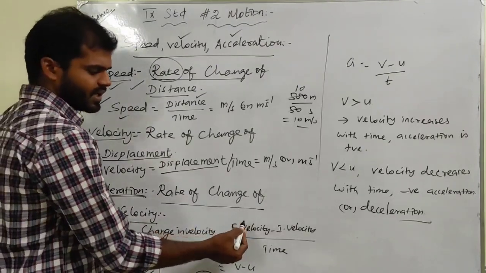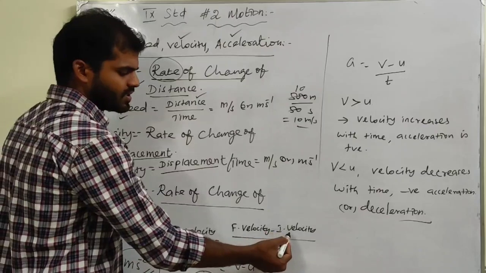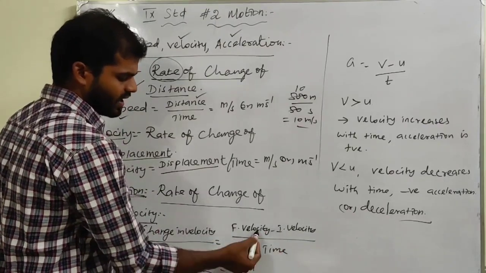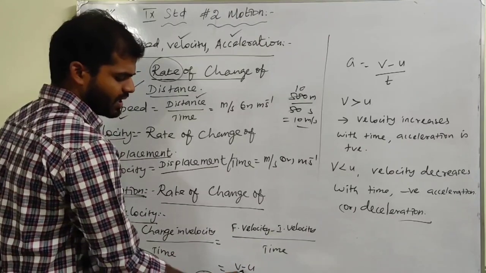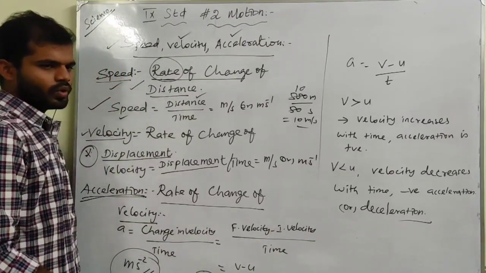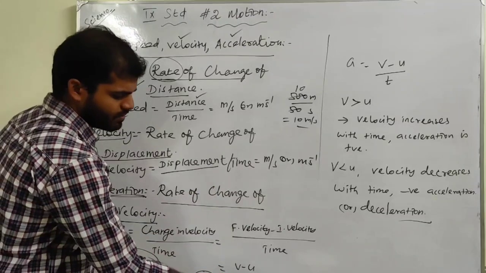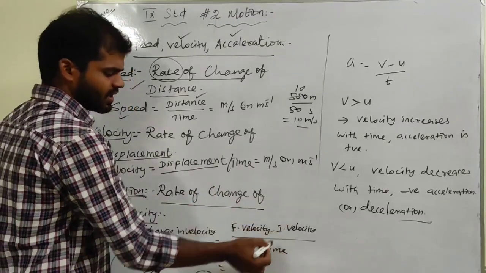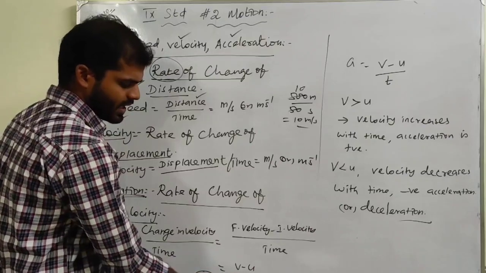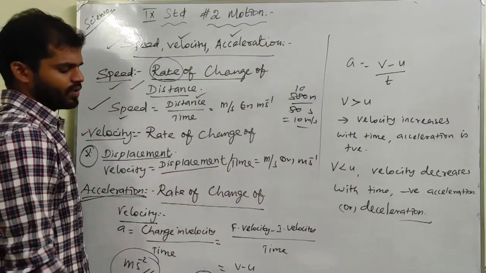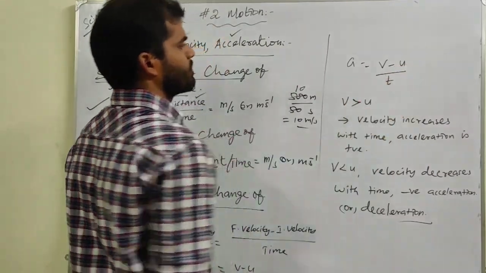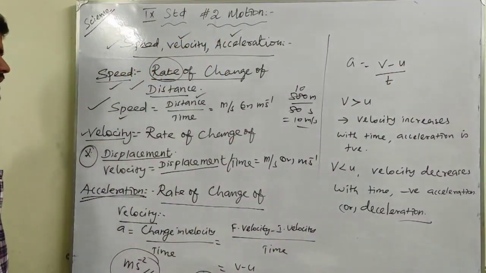Change in velocity can be written final velocity minus initial velocity by time. Initial velocity, that is U, final velocity, that is V. So V minus U by T. Okay, so here these symbols are very important. Final velocity V, initial velocity U by time T, right? So acceleration, the symbol A is equal to V minus U by T. That's all. This is very important.